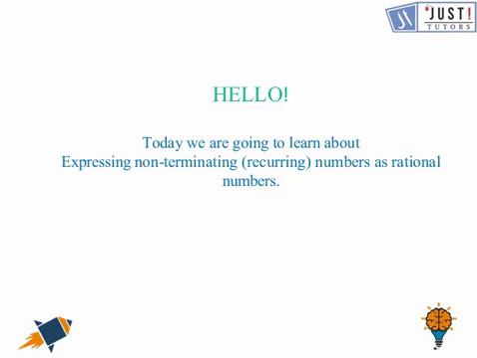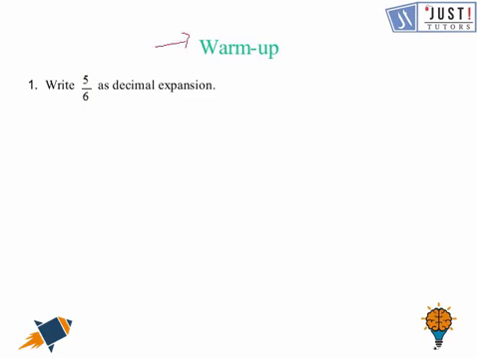In this video, we are going to learn about expressing non-terminating recurring numbers as rational numbers. But before moving to today's topic, we'll try a warm-up question. Here is a warm-up question for you. To try this warm-up question, you can pause the video. Basically in this question, you need to represent 5 over 6 as a decimal expansion.